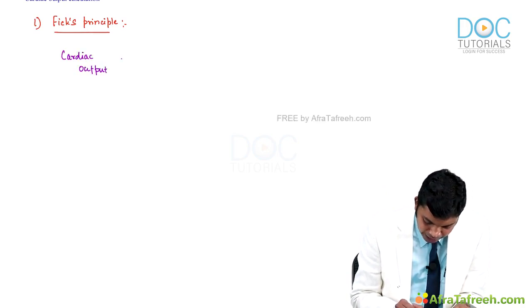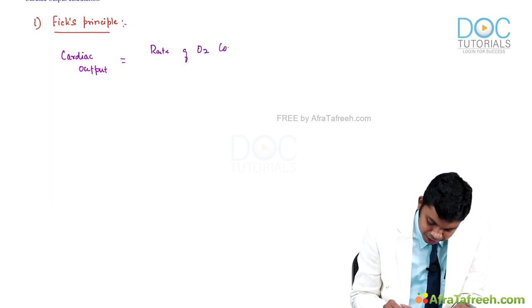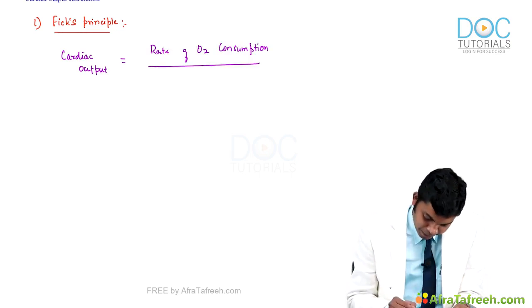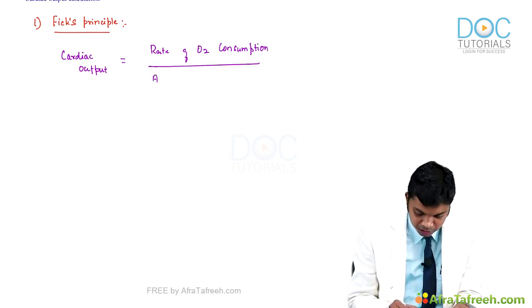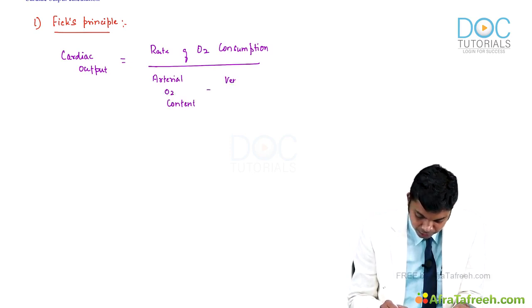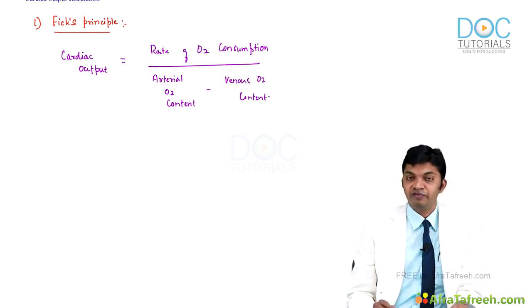So cardiac output is calculated using the rate of oxygen consumption divided by the arteriovenous oxygen difference, which means arterial oxygen content minus venous oxygen content. This is Fick's principle, doctor.